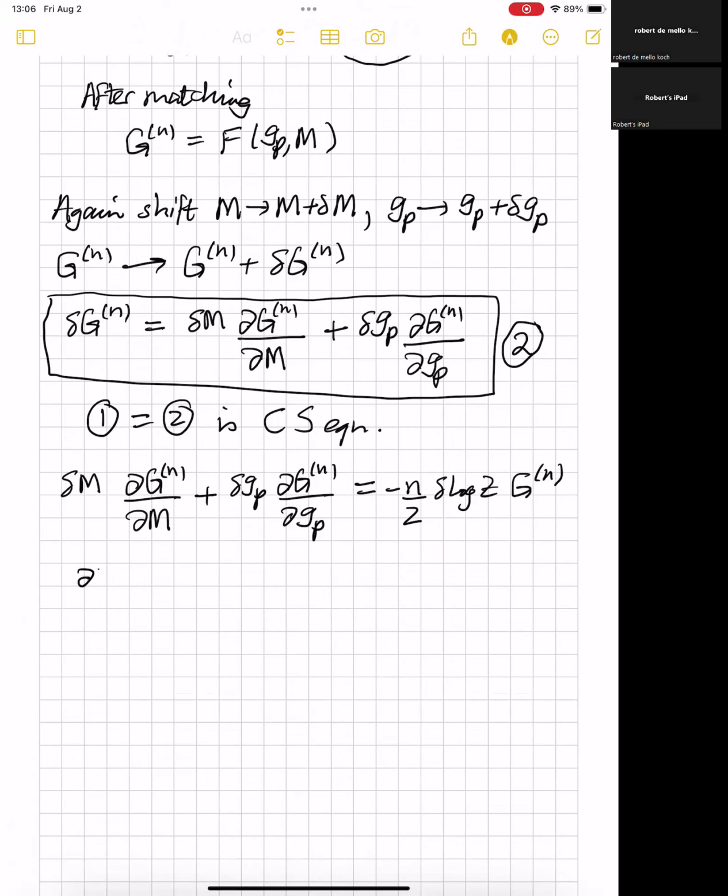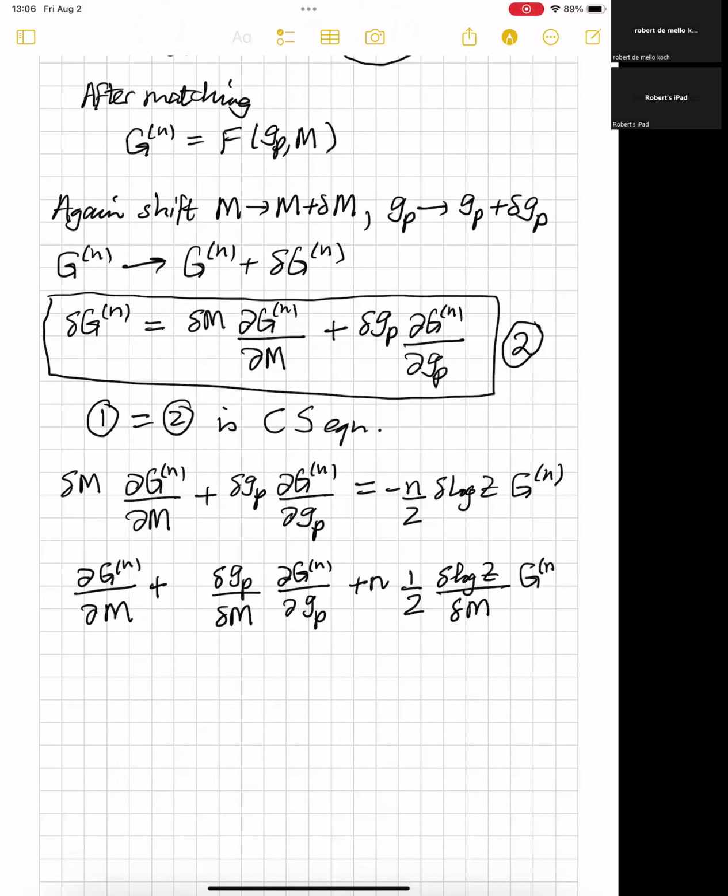So we'll get dG of n dm plus delta gp delta m dG of n dgp. And now we'll bring this over, so it'll become plus n multiplied by 1 over 2 delta log z over delta m G of n is equal to 0.